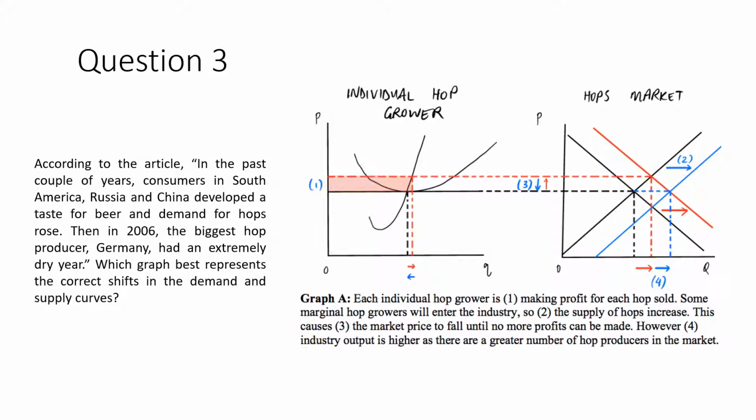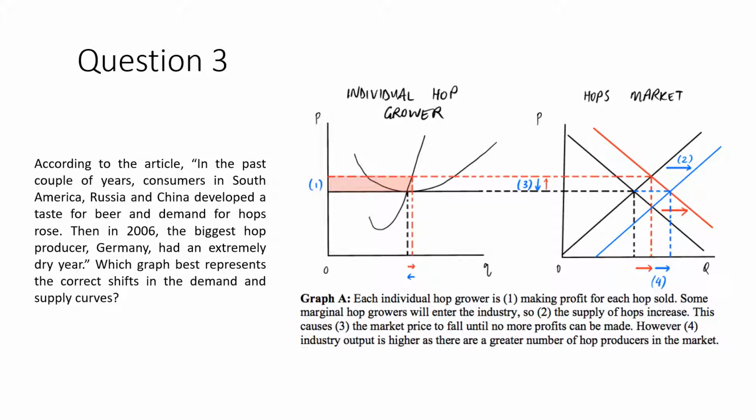This is now Christian speaking, and we're moving on to question number 3. This question follows from the short-run situation described in question 2. Which pair of graphs best represent the long-run impact on profits and output of Australian hop growers? Assume that the hops market is a constant cost industry. The correct answer is graph A.